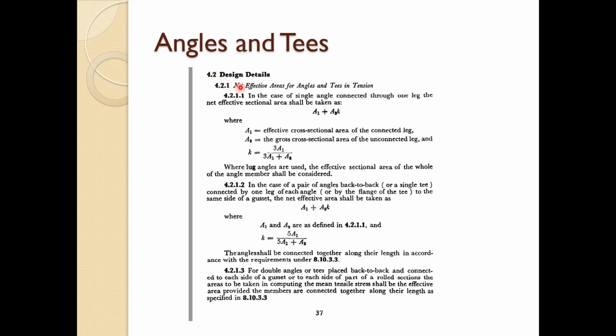We have clause 4.2 on page number 37. Net effective area for angles and T's in tension. In case of a single angle connected through one leg, the net effective sectional area can be taken as A1 plus K A2, where A1 is the effective cross sectional area of the connected leg and A2 is the gross cross sectional area of the unconnected leg. Why is it the effective cross sectional area? Because sometimes we may have deductions for the rivet holes also. So K is 3A1 divided by 3A1 plus A2.